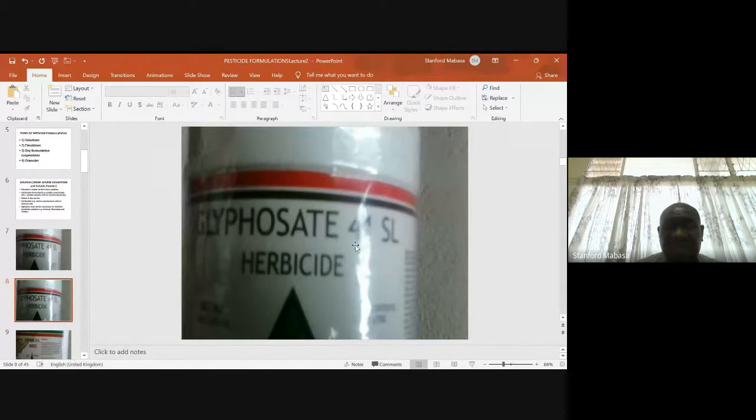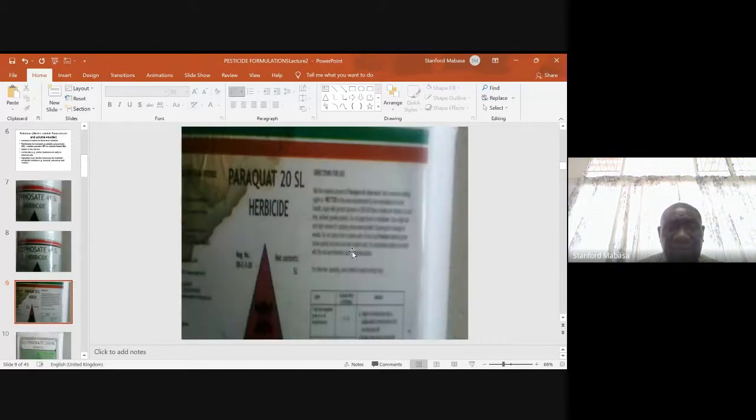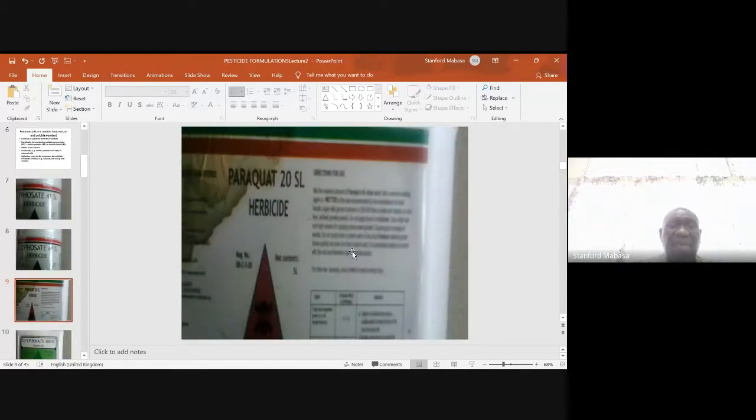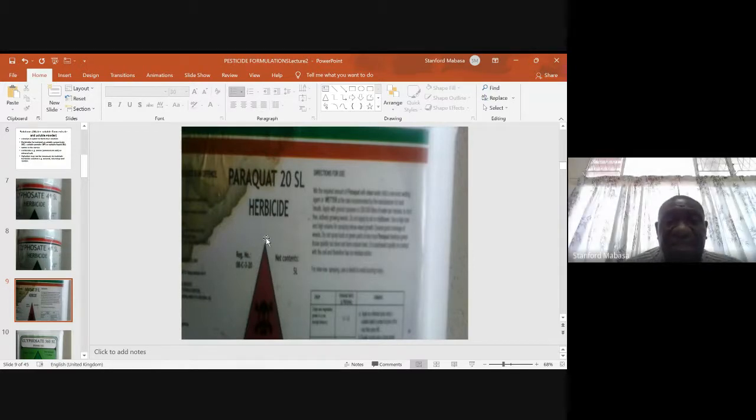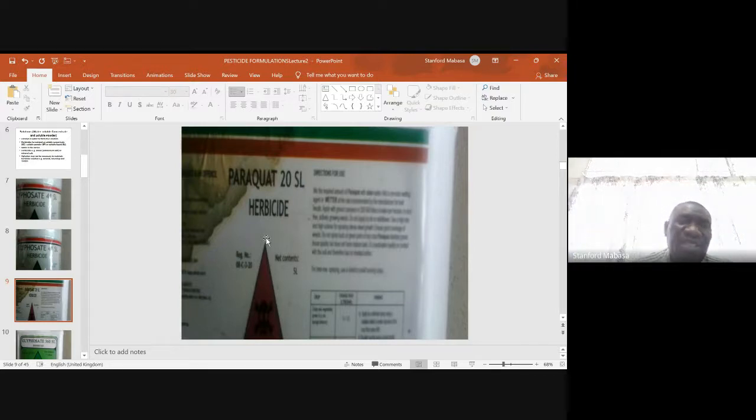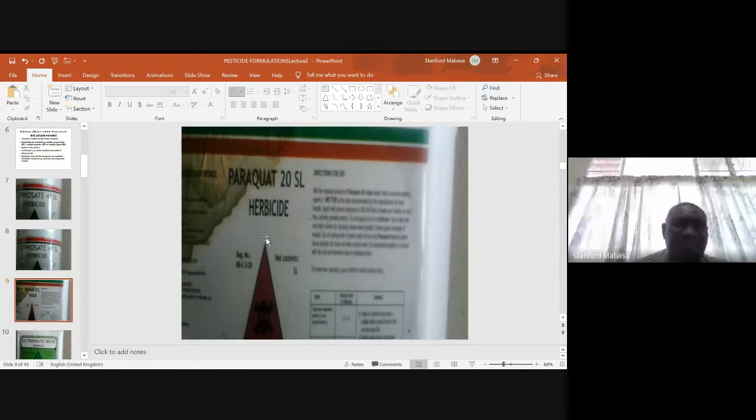Again, this is a glyphosate. Right. I have also paraquat. You can see there's this SL, meaning that you can easily mix paraquat and water and make a solution. That's what it means. You could have this on a fungicide or on an insecticide. SL means that the liquid in that container can easily mix with water.